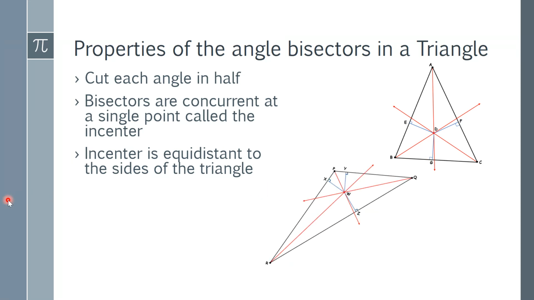And then here's another example. This is an obtuse triangle, same thing. You see we got the angle bisectors in red. They intersect at this one point W. And then we've got these perpendicular segments in blue right here, and those segments will be congruent to each other.